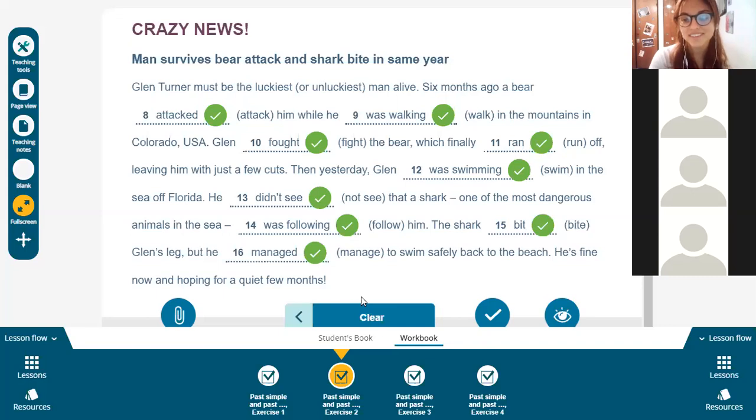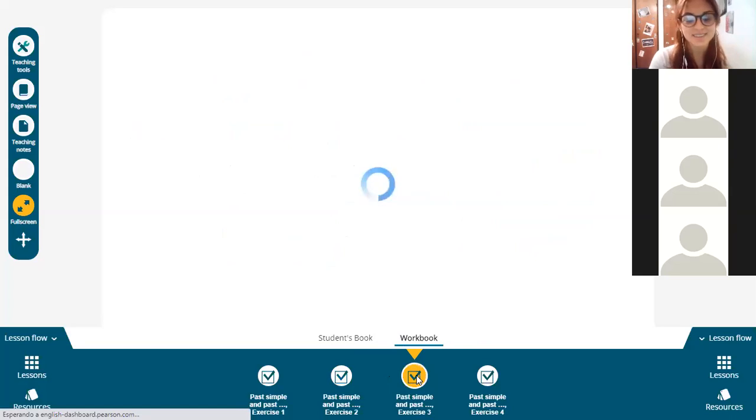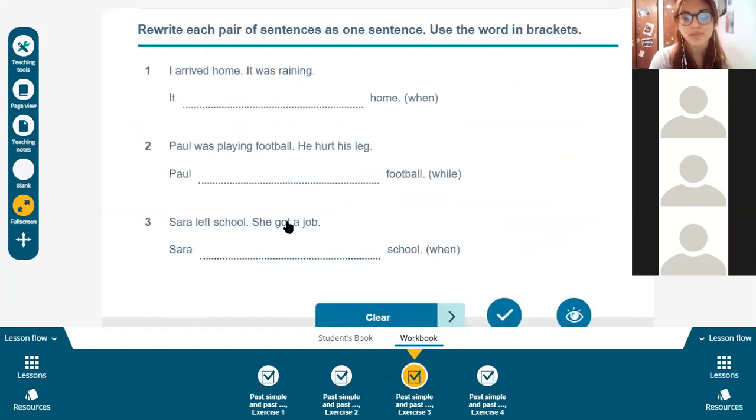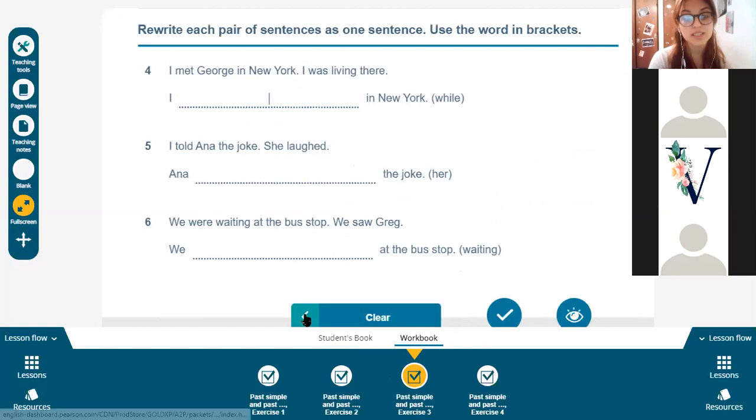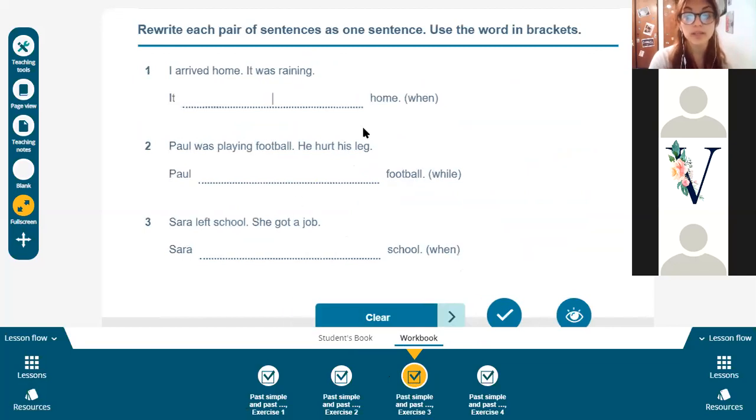Here you have to rewrite each pair of sentences as one, using the words in brackets. So we say, for example, I arrived home, it was raining. And you need to link the two sentences using either when or while. Right? So let's see. Fran Diaz, can you do the first one?